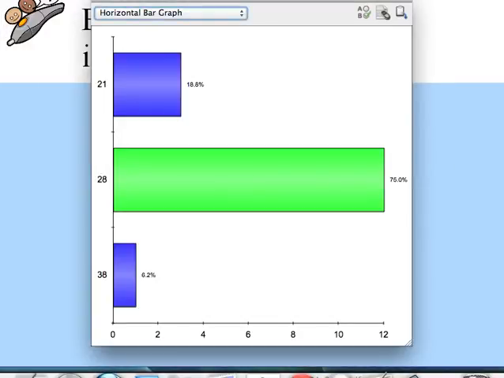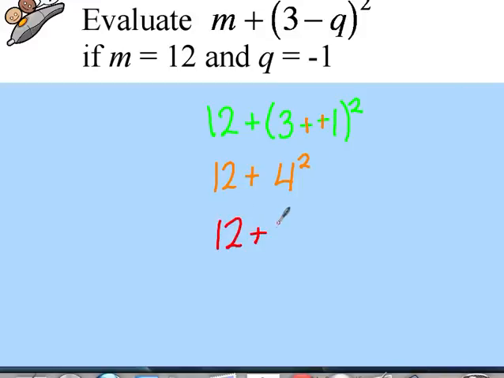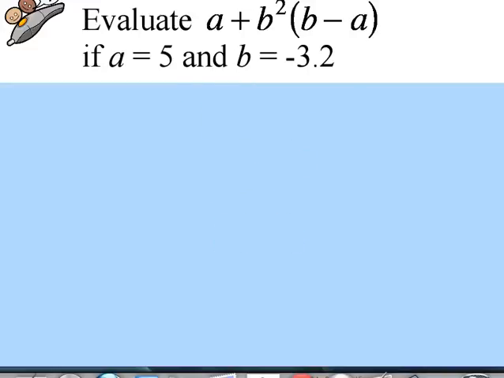Good. How you get 28 is you're just going to sub in 12 for m and sub in -1 for q. So you end up getting 12 plus 3 minus negative 1, which is 4 squared. Now you square the 4 and get 16. So 12 plus 16 is 28. All right, let's look at another one. Now this one's a little different. It's got a decimal in there.